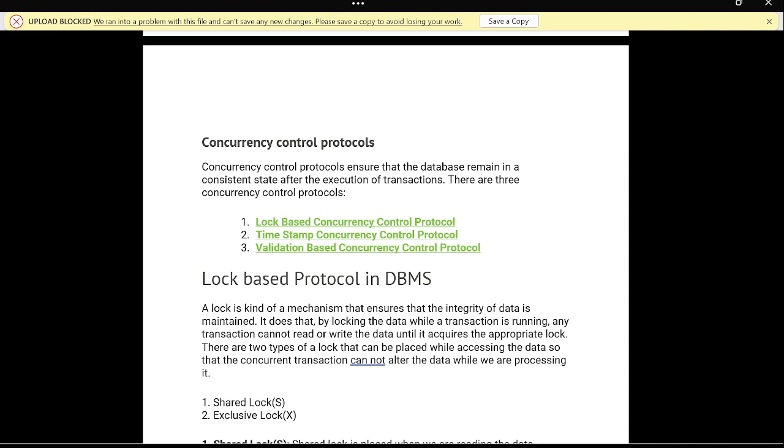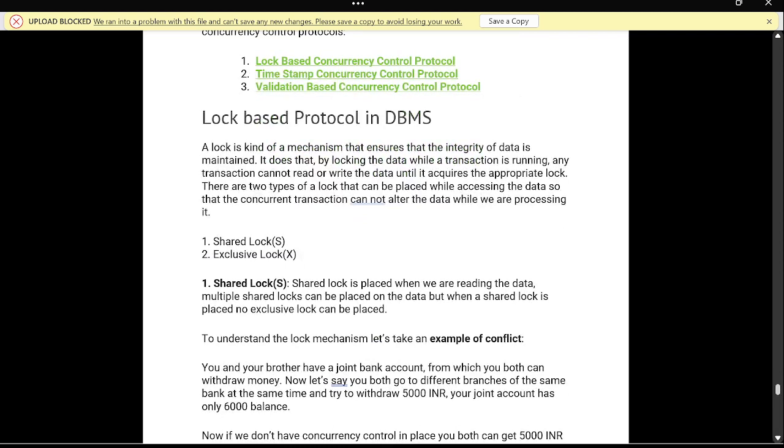Lock-based protocol in DBMS. Up to now we have just seen the transactions. We didn't see any lock system. So the lock system is nothing but isolation. Whenever I'm going to perform a transaction, no other transaction should interfere in that. No other transaction has any right to do any modifications. Such things are called locks.